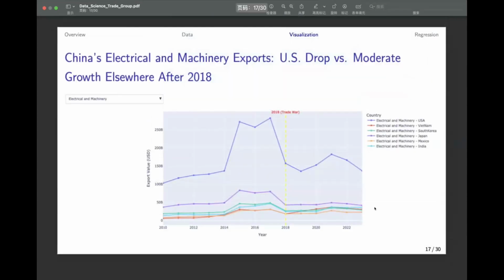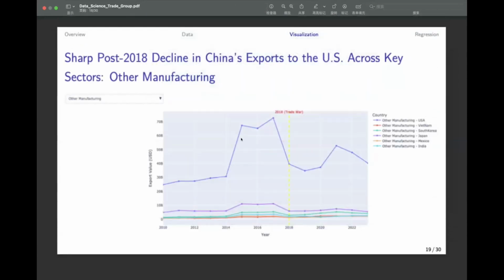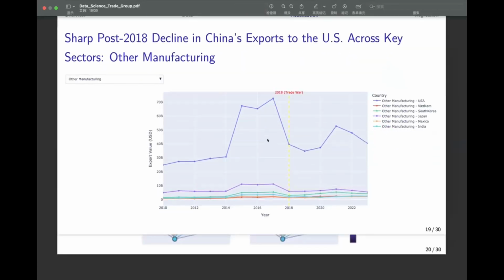The following slides show a similar trend in the electrical and machinery sector, a sharp drop in exports to the US after 2018. Interestingly, exports to other countries show a significant increase during the same period. This suggests not only the negative impact of tariffs on China's export to the US, but also the possibility of export reallocation or spillover to other markets. And same trends for these markets.